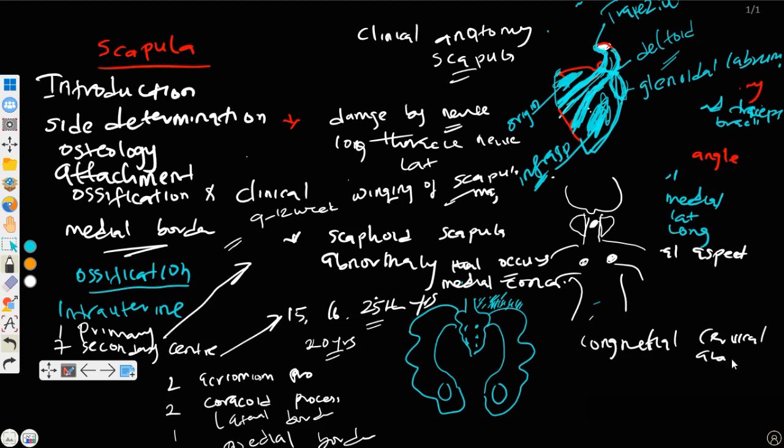congenital cervical anomalies. An example of this congenital cervical anomaly is Klippel-Feil syndrome. One of these syndromes is called the Sprengel deformity. In Sprengel deformity, one of the scapulae stays at the cervical region and the other migrates towards the normal position. You see the person having a curved body. So that is a condition that occurs.